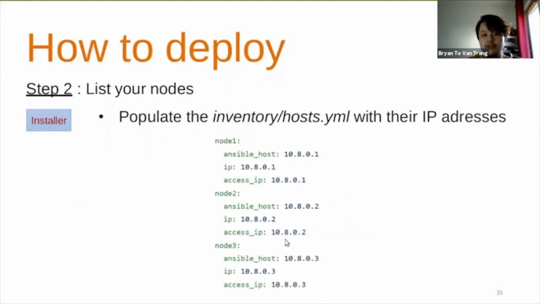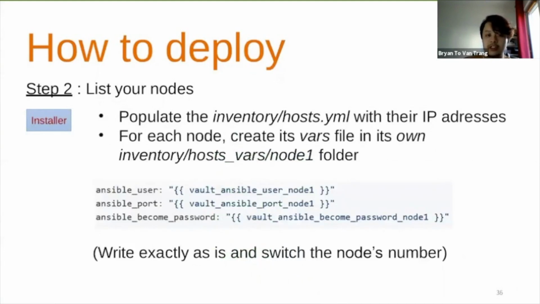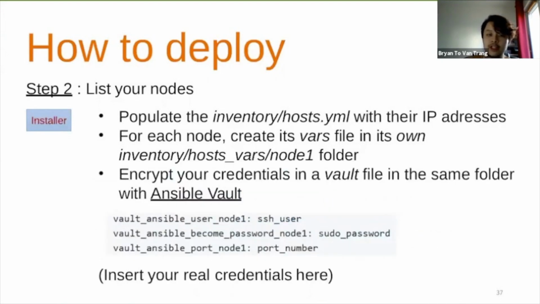Then, in the second step, you have to register your nodes by listing all their IP addresses in the inventory. For the credentials, this goes as two sub-steps with Ansible Vaults. First, you need to create for each node a specific file written as is, so between brackets, Vaults, Ansible, user, node 1, node 2, etc. And then in another file, you will create and encrypt with Ansible Vaults a file where you will be putting your real credentials. So this is the credential for the SSH communication with hostname, password, and the port number.